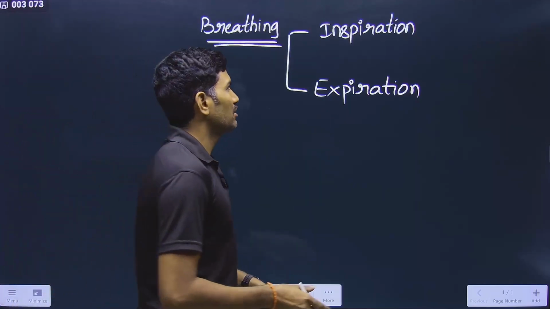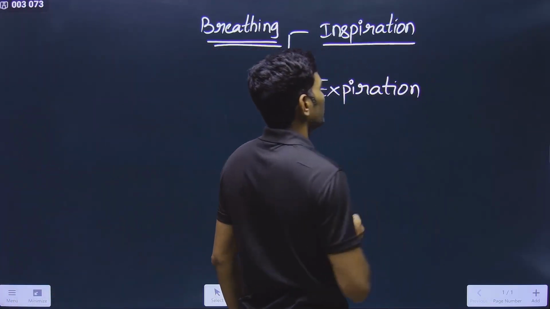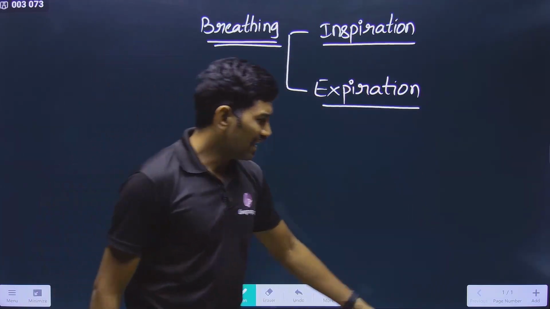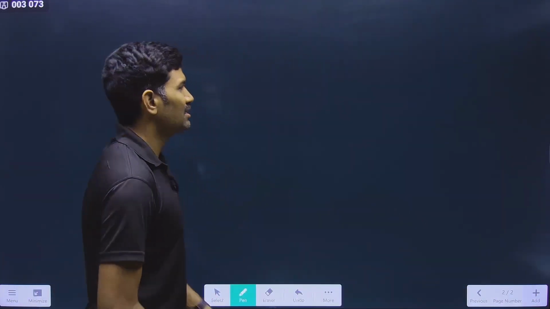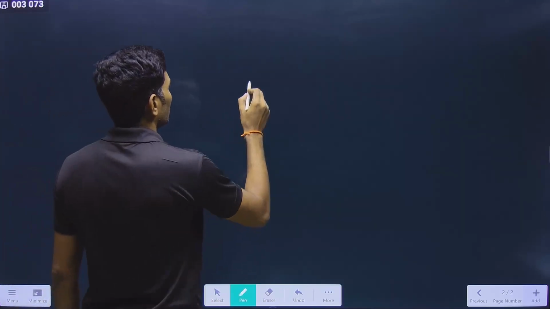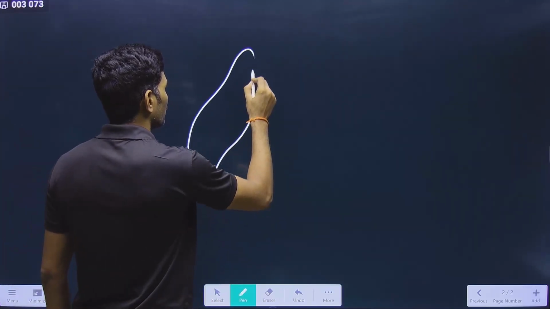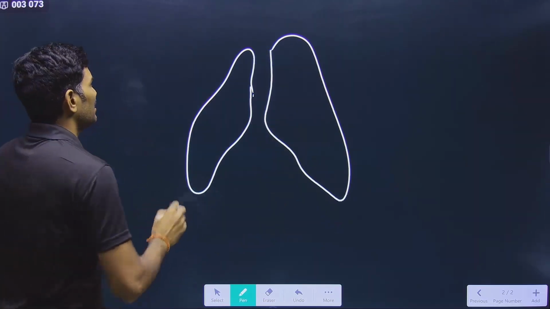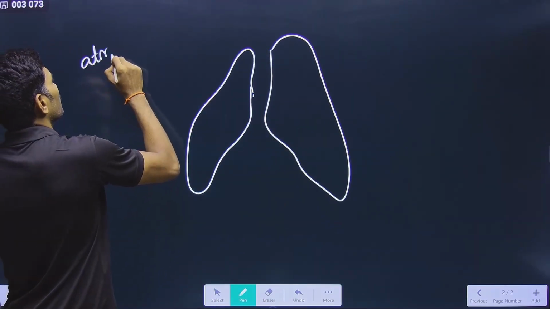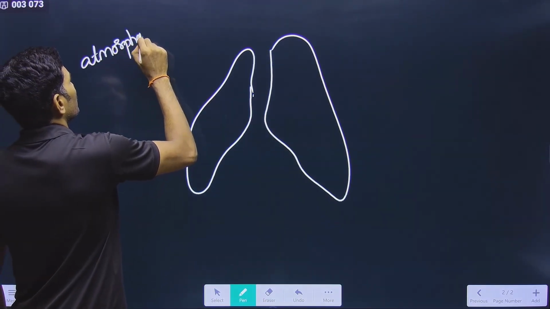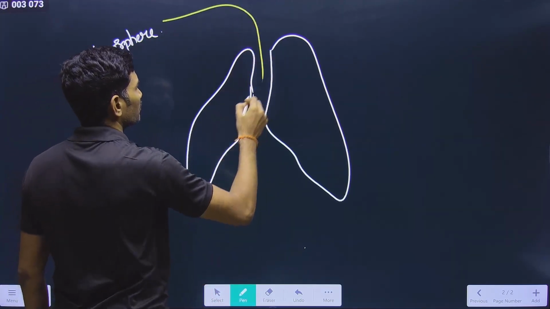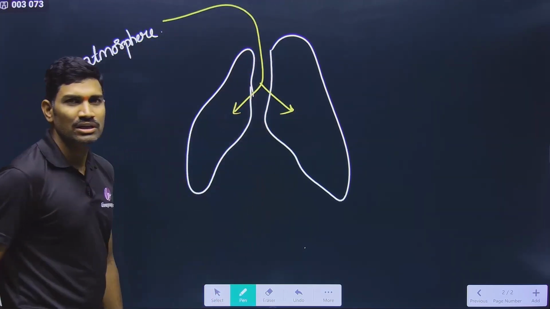How exactly inspiration takes place and how exactly expiration takes place, we had some basic introduction in the first lecture. Now let us see this. Suppose these are the lungs. From the atmosphere, the air should enter into the lungs.